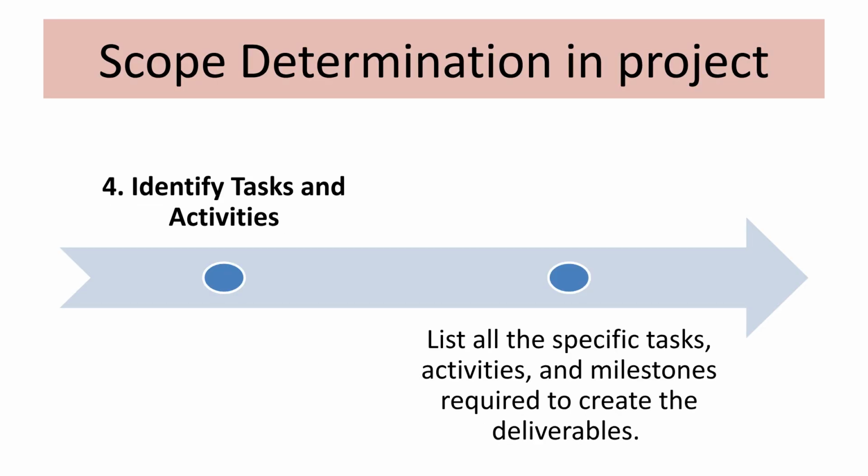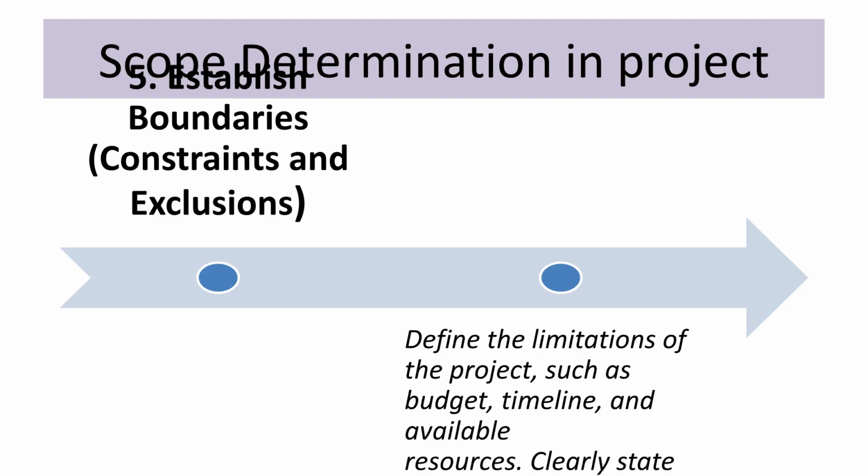The fourth step is to identify tasks and activities. List all the specific tasks, activities, and milestones required to create the deliverables. Fifth, establish boundaries, including constraints and exclusions. Define limitations such as budget, timeline, and available resources, and clearly state what is out of scope to prevent creep.